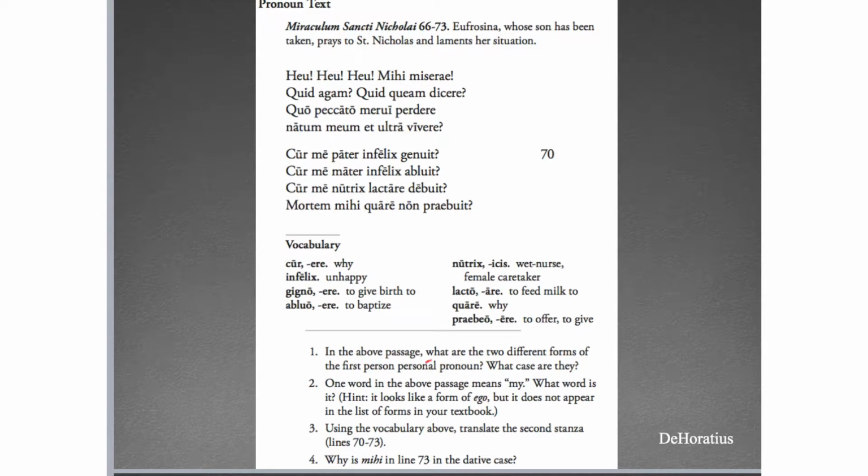All right, so what are the 2 different forms of the first person personal pronoun? I will do one. There's mihi, and it repeats down here. What case are they? Mihi is, of course, the dative. And I will let you find the other form.